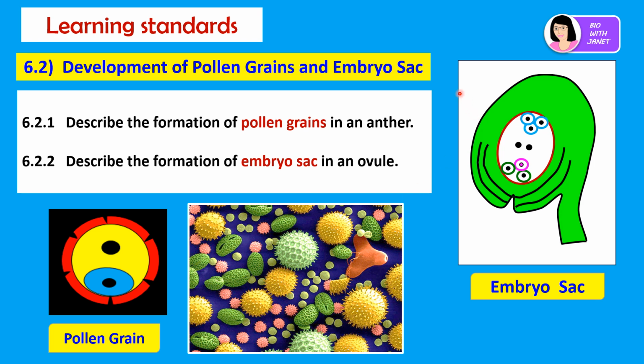The learning standards are as follows. 6.2 Development of pollen grains and embryo sac. Number 1, describe the formation of pollen grains in an anther, and number 2, describe the formation of the embryo sac in an ovule. So this picture shows you the pollen grain with its two nuclei. And this is the external appearance of different types of pollen grains from different plants, right? So how is the pollen grain formed, and how is the embryo sac that contains the ovum or egg cell formed? Let's find out more.